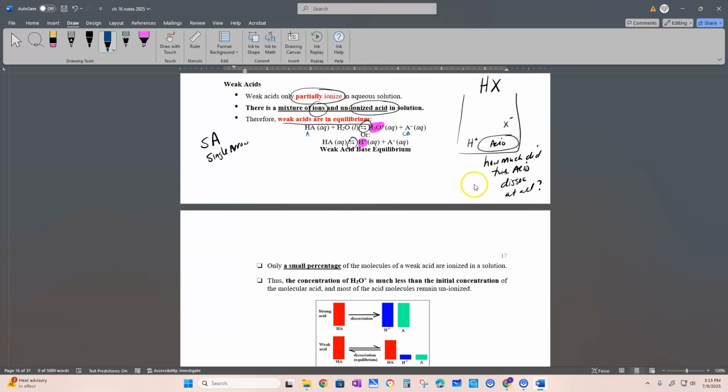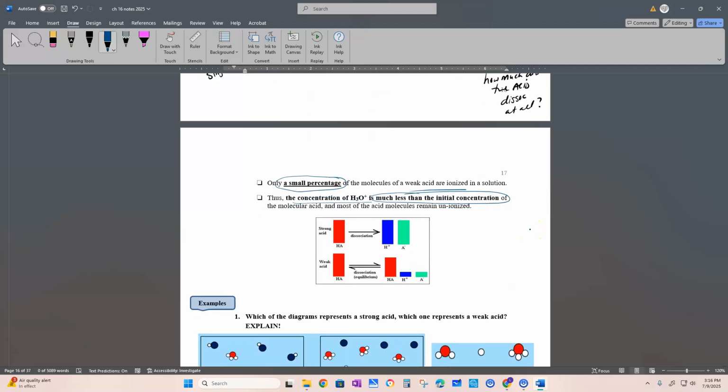So a small percentage of the actual acid dissociates, ionizes, okay? So just a small percentage. The concentration of hydronium, actually what happens, it's way smaller than that initial concentration of that acid. So look at the diagram. I have a strong acid. Well, we know strong acids 100% dissociate. So whatever this concentration is, let's say it's 1 molarity, it's going to be 1 molarity and 1 molarity because that acid that is strong broke up into the H and the A minus, okay?